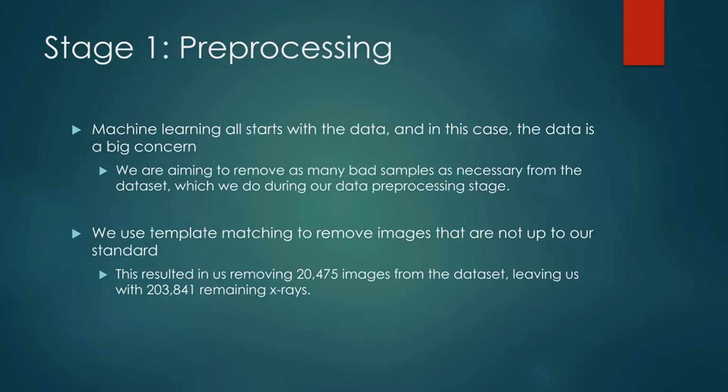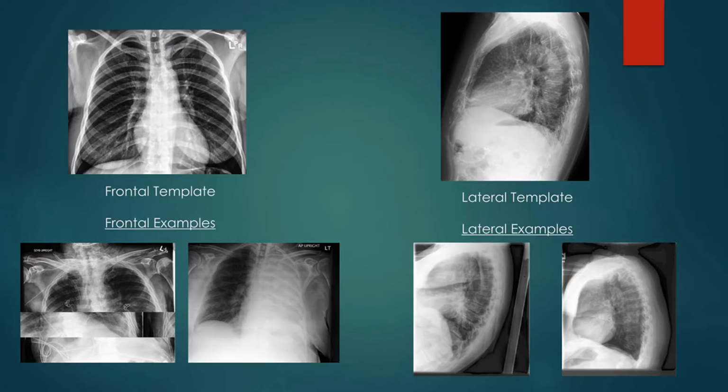So we ended up removing about 20,000 images from the data set, leaving us with around 200,000 remaining. If we look here, we can see the template that we used for both our frontal and lateral X-rays, as well as some of the examples of bad X-rays that were removed from the dataset.